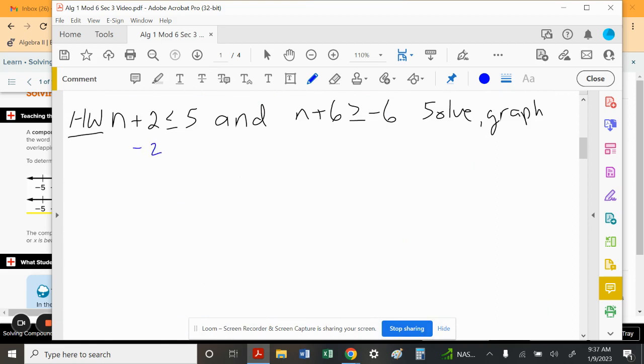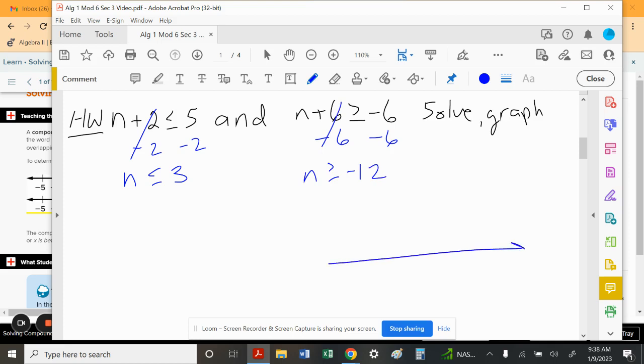So I'm going to do -2, -2. So n is less than or equal to 3. I'm going to do -6 and -6. So n is greater than or equal to -12. Okay, so now to write this, I can look at it this way and see that they're two separate. So that's one way that I could do it. I could just do it that way and then see where they actually cross together.